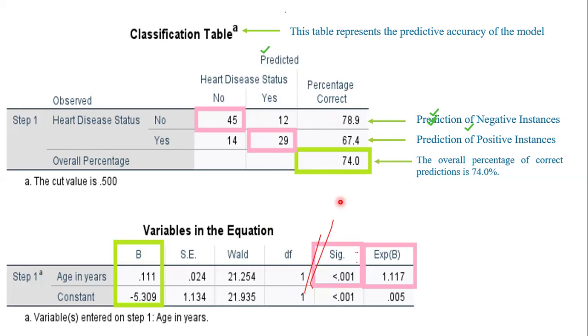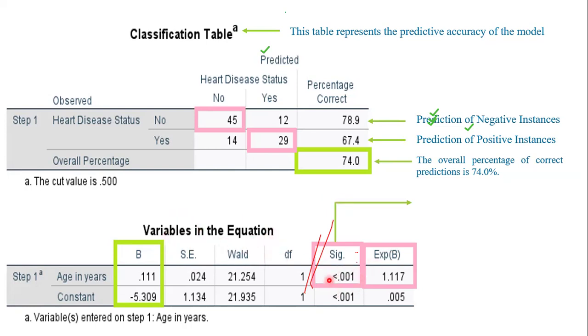It means our model is 74% predicting accurately our results. So our prediction is 74%. Our correct prediction is about 74%. I will let you know in detail about this table in a Word file, and you will understand the whole scenario. Then you will need to understand the variables in the equation table.